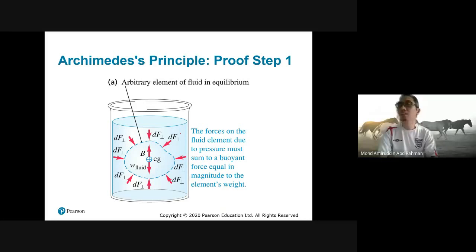All right, we have the Archimedes principle. So what is the Archimedes principle? Let's say we have some arbitrary fluid element of weight W in equilibrium. We have the weight somewhere there, and then we have the force B. The force due to the fluid element, due to pressure, must sum to a buoyant force. So B is a buoyant force equal in magnitude to the element's weight. That's the Archimedes principle.